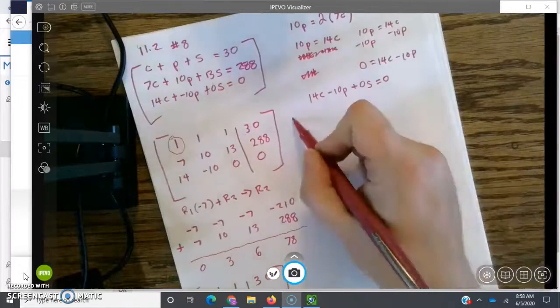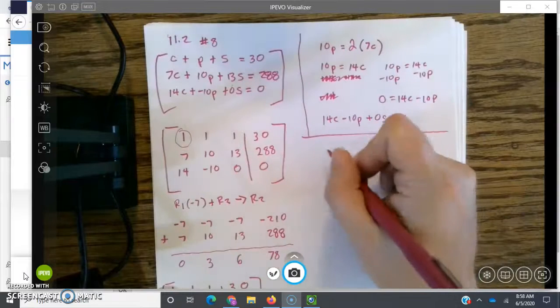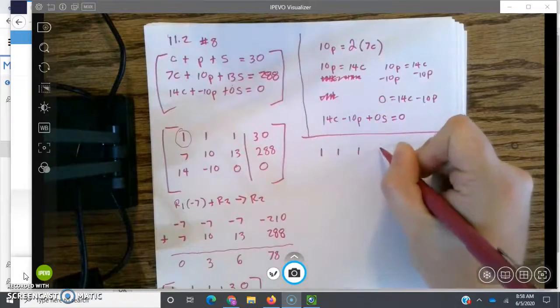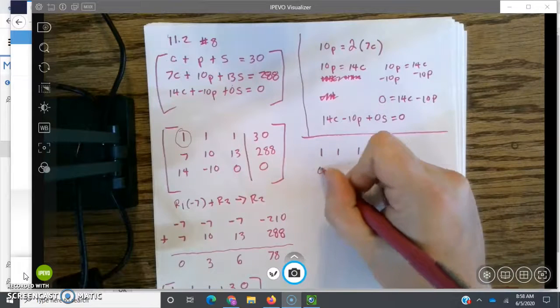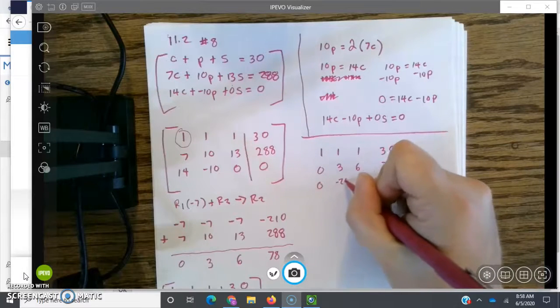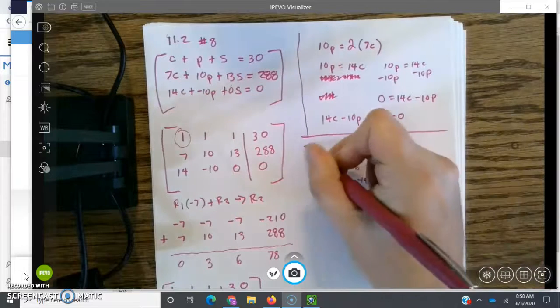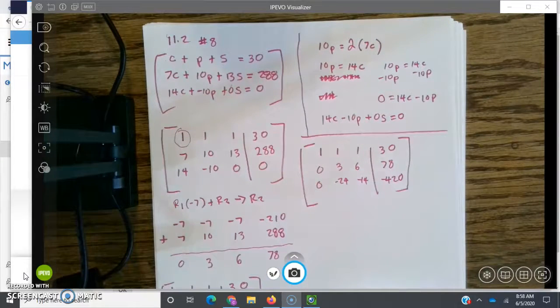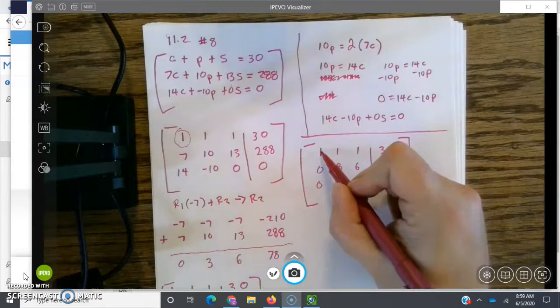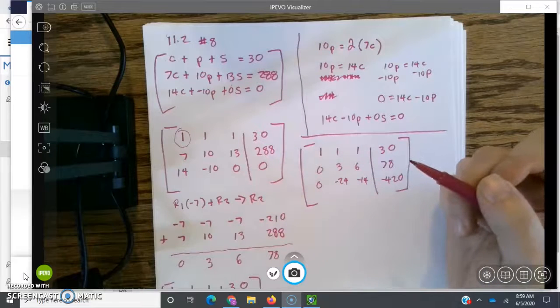Okay, and then let's kind of box this area off here. Let's write our matrix next, our full matrix. Okay, so now we have a new matrix with 1 as the first entry in the first column, first row, and zeros underneath it. So that's what we wanted to do.